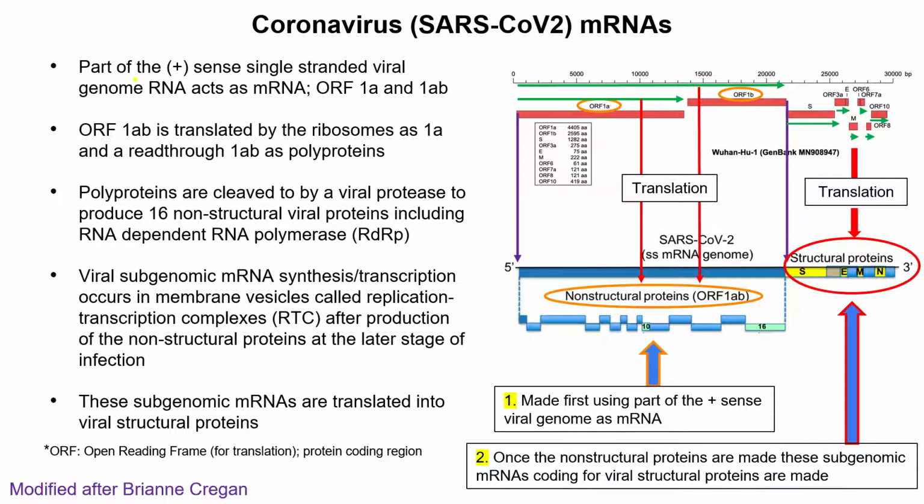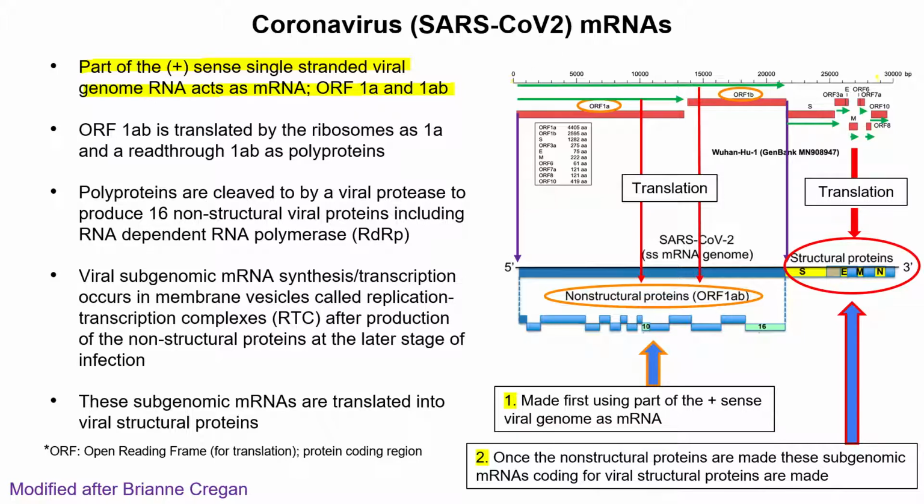So first, the SARS-CoV-2 or the coronavirus is a plus-sense single-stranded genome that acts as an mRNA, ORF 1A, 1B. What is an ORF? ORF is an open reading frame, what the ribosome can read from the start codon to the stop codon. The ribosome reads from a start codon to stop codon, that is an open reading frame. So that basically can code for a protein or multiple proteins. So what is happening here?